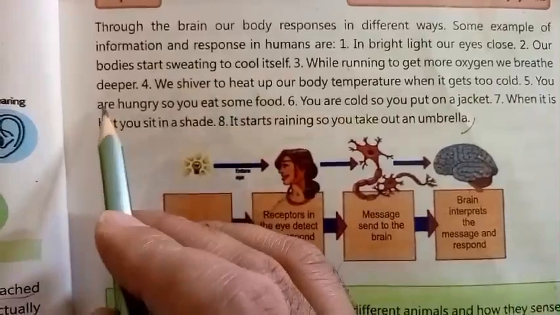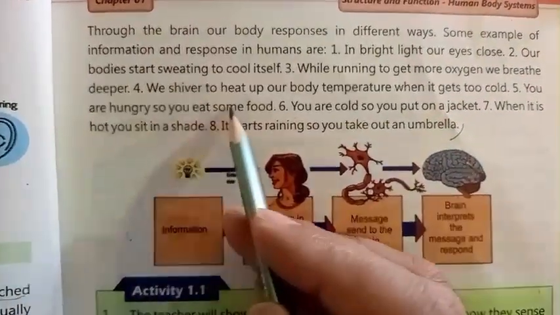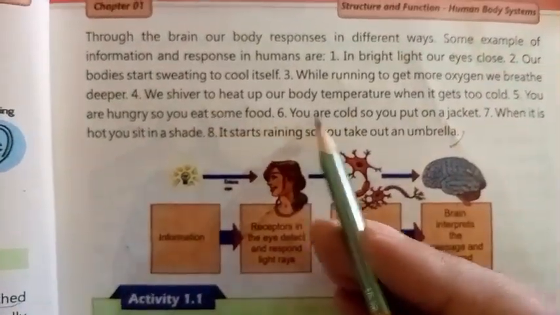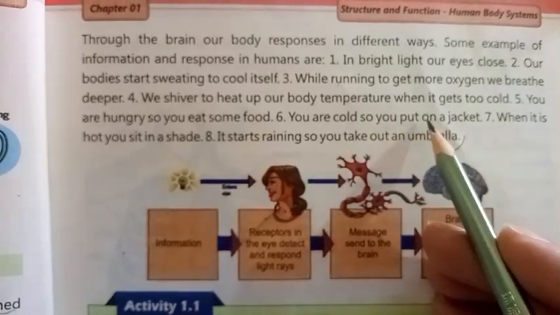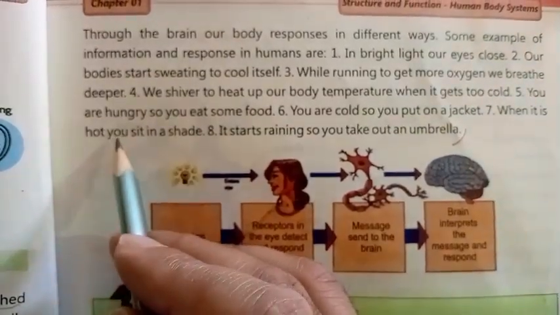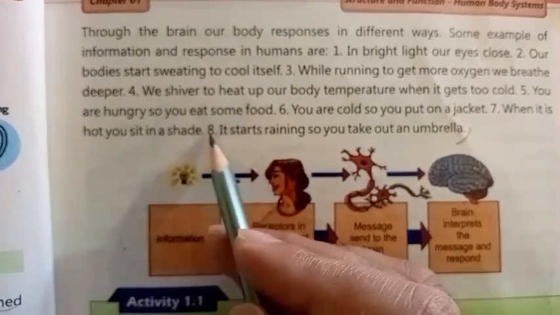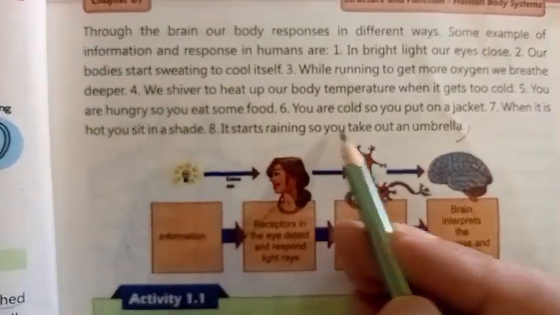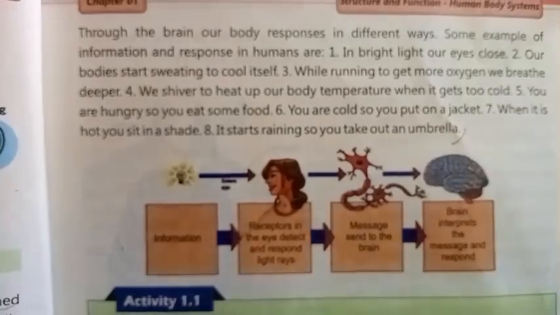Number 5, you are hungry so you eat some food. Number 6, you are cold so you put on a jacket. Number 7, when it is hot you sit in a shade. Number 8, it starts raining so you take out an umbrella.